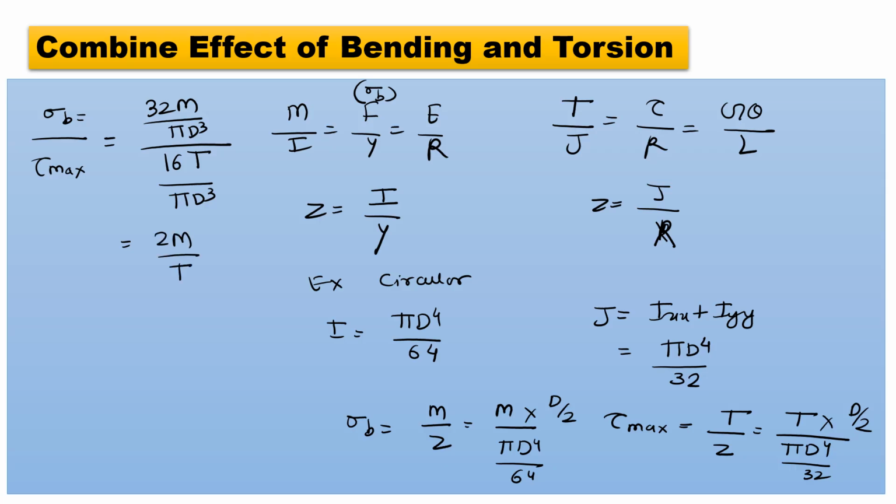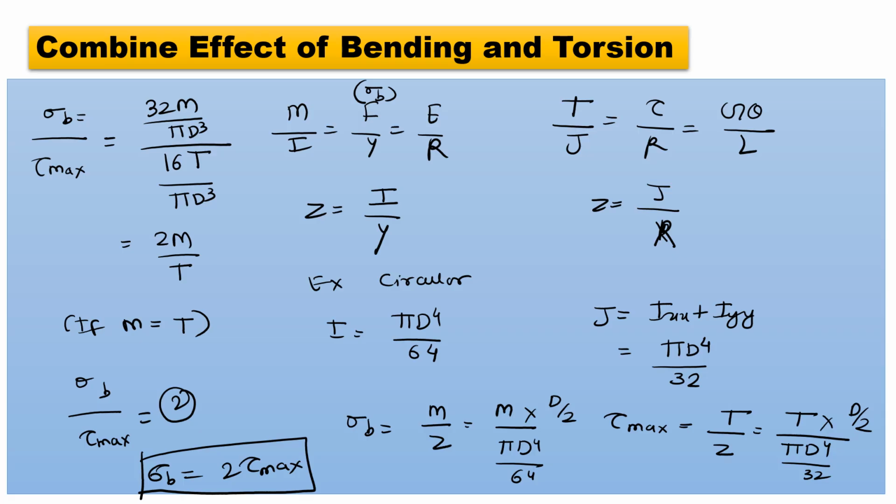But in some cases, if M, the bending moment, is equal to the torsional moment, then the combined effect of bending and torsion is twice of its values. So sigma b is equal to twice of tau max if the values of M and T are equal. So this relation is important: if M and T are equal, then sigma b is equal to twice of tau max, and this formula, 2M by T, is also important.